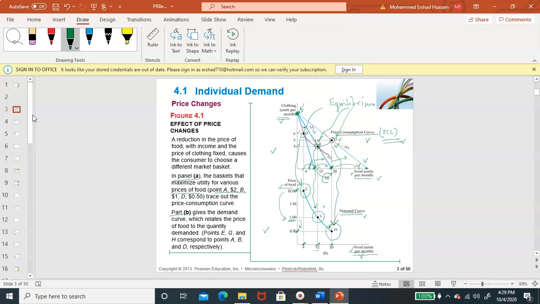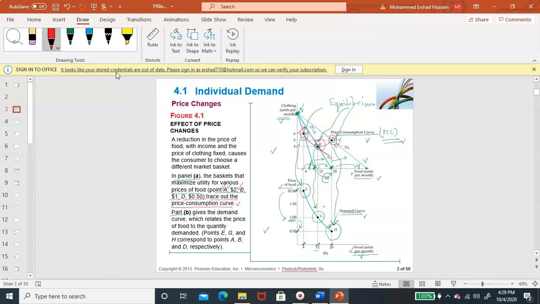Point A is $2 right here. Let me change color. Point A is this one, right? We discussed that. And point B is which one? It is $1, this one. And point D is what? This one. Here the price of food is 50 cents. Trace out the price consumption curve.